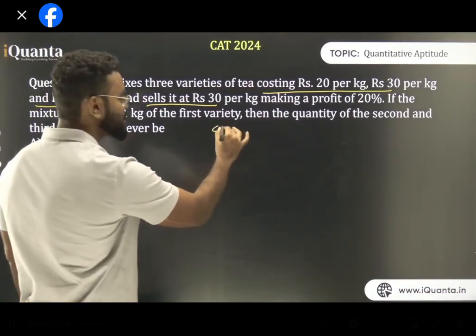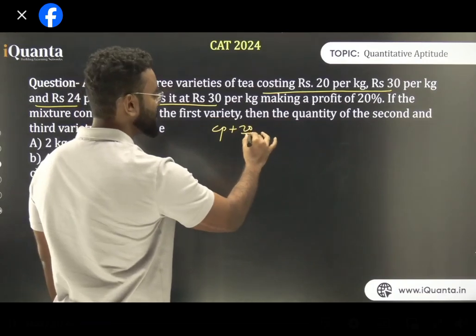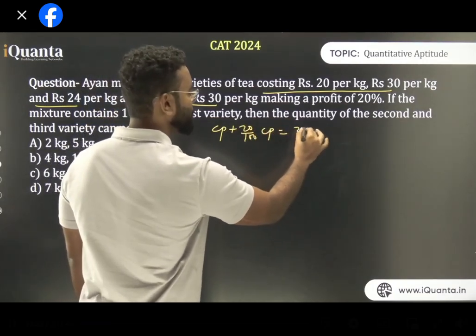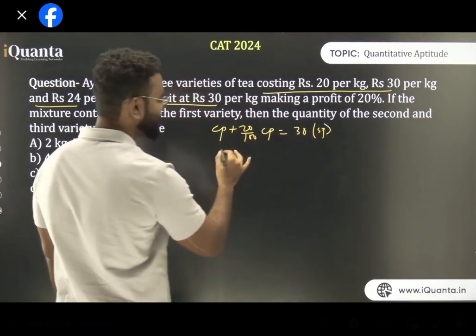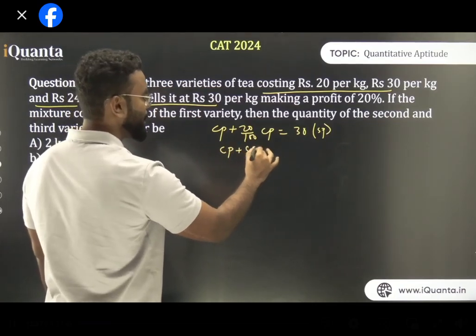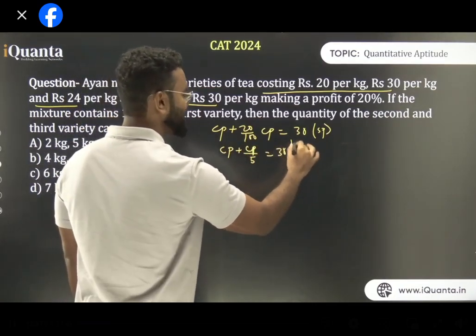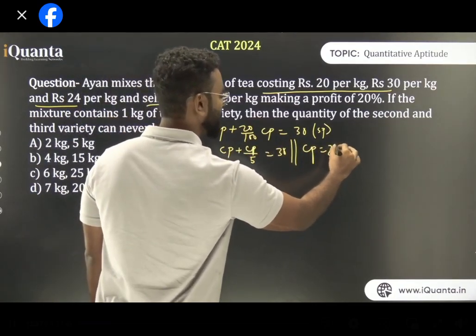So let's say the cost price plus 20% of the cost price is equal to 30, which is the selling price, yes or no? Now I can see CP plus CP upon 5 is equal to 30. If you solve this, you'll get CP equals 25. This is one way to solve.